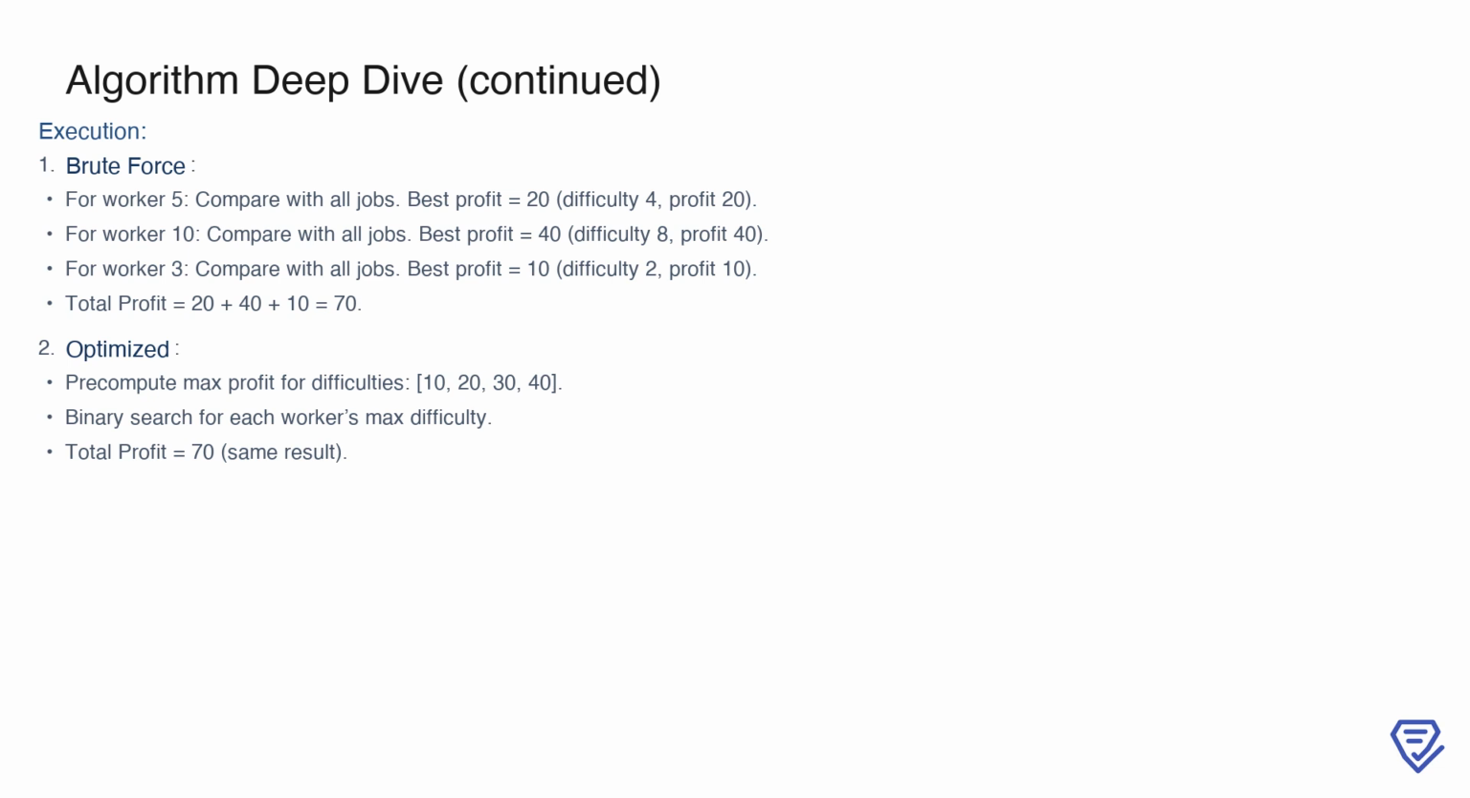With the optimized approach, we start by pre-computing the maximum profit for each difficulty, resulting in 10, 20, 30, 40. Using binary search, we quickly find the most difficult job each worker can handle and fetch the corresponding profit. Worker 5 earns 20, worker 10 earns 40, and worker 3 earns 10, resulting in the same total profit of 70. The optimized approach achieves this with significantly reduced computational effort, demonstrating its efficiency and correctness.